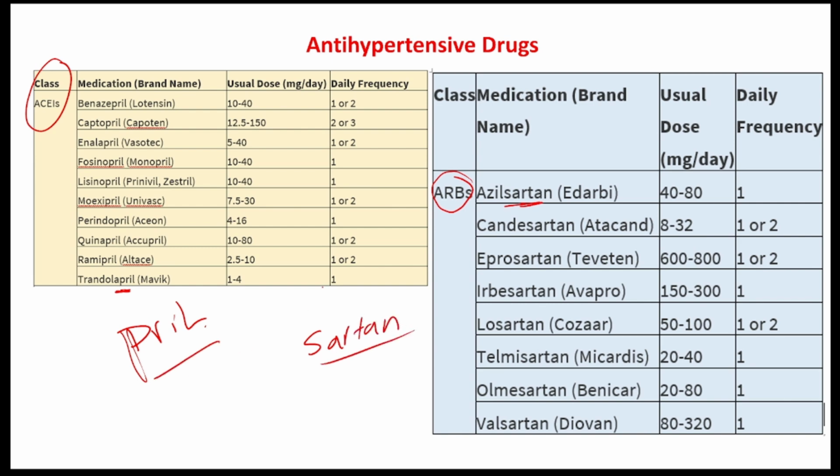We cover almost all these medications in our lecture on drugs used for heart failure. I will leave the link in the description for more information about drugs used for heart failure, which is available on the YouTube channel. For the ARBs, we have azilsartan, candesartan, eprosartan, irbesartan, losartan (Cozaar), for example olmesartan (Benicar), and valsartan (Diovan). So we have a list of medications.